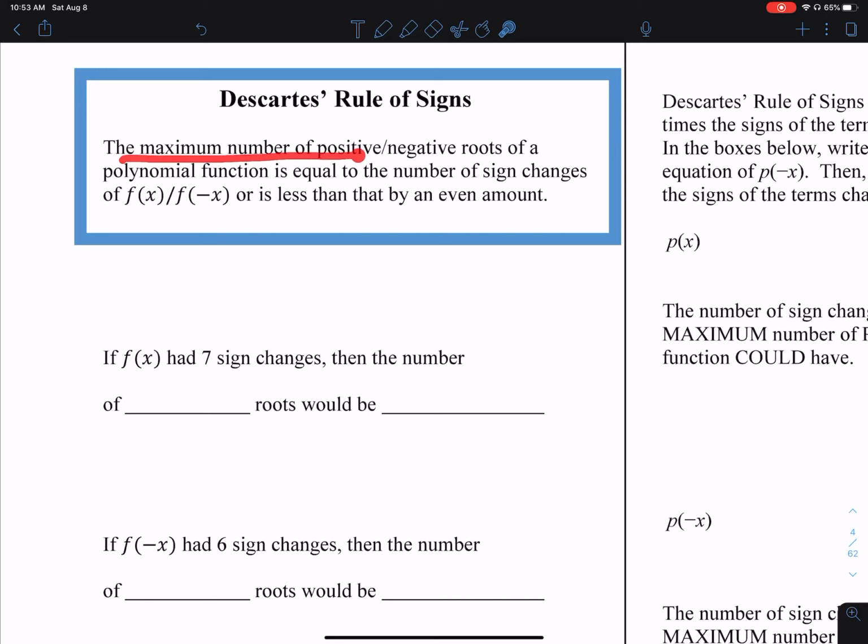Let's just do positive first. The maximum number of positive roots of a polynomial function is equal to the number of sign changes of f of x, or is less than that by an even amount. As far as negative, the maximum number of negative roots of a polynomial function is equal to the number of sign changes of f of negative x, or is less than that by an even amount.